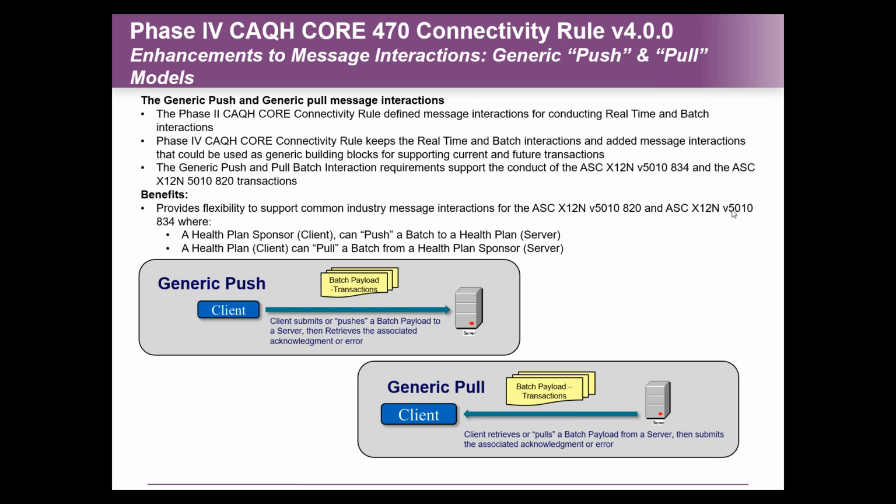And with the generic push, if we're looking at that first gray box, this is a client submitting a batch payload to a server and then retrieving the associated acknowledgement or error. And the health plan sponsor is behaving as a client and is pushing a batch to a health plan server. Now the generic pull, this is a client retrieving a batch payload from a server, then submitting the associated acknowledgement or error. And the health plan here, as the client, is pulling a batch from a health plan sponsor as the server.